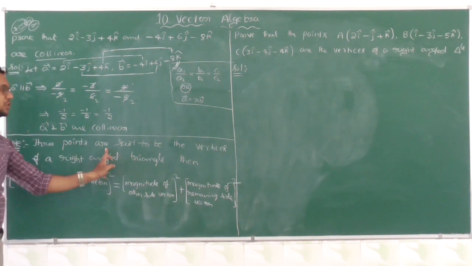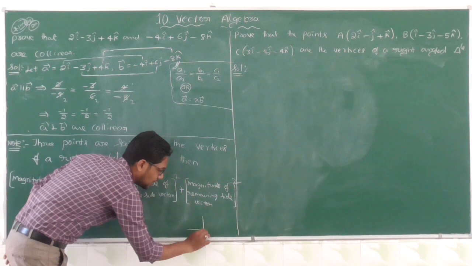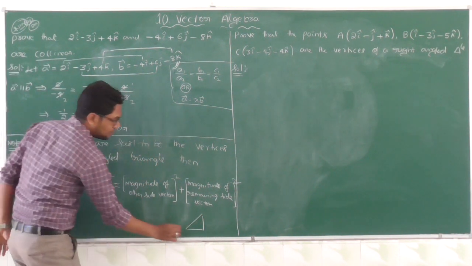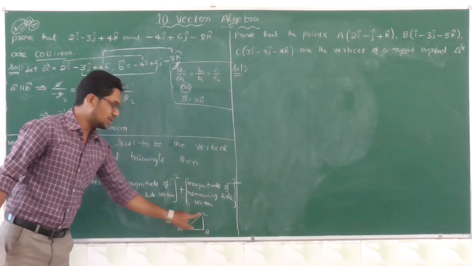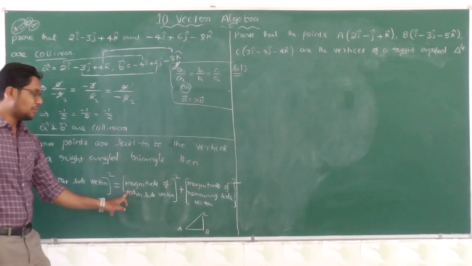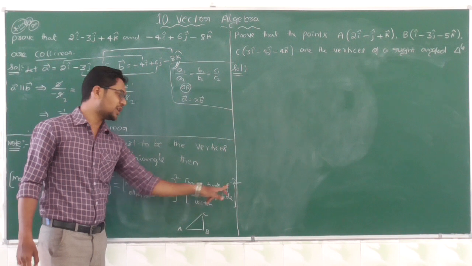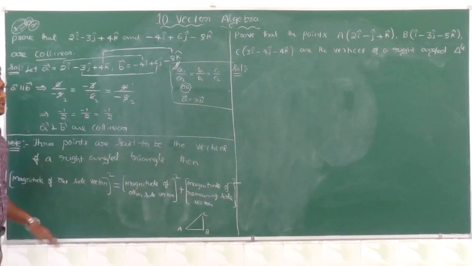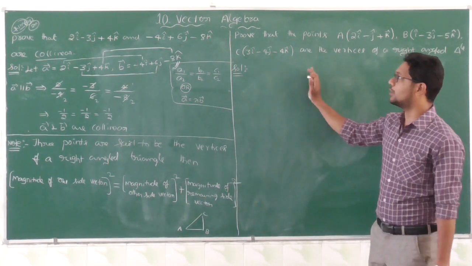Three points are said to be vertices of a right angle triangle. Like this, we have a right angle triangle with three points A, B, C. If three points A, B, C are vertices of a right angle triangle, then what is the condition? Magnitude of one side vector squared equals magnitude of another side vector squared plus magnitude of the remaining side vector squared. Just remember this. Based on this note point, we are going to solve this question.